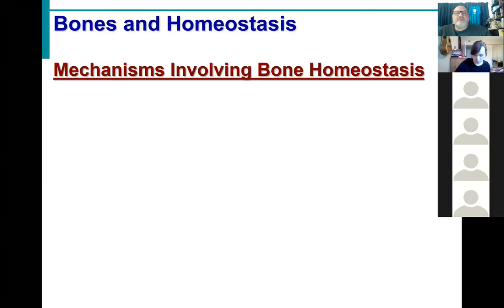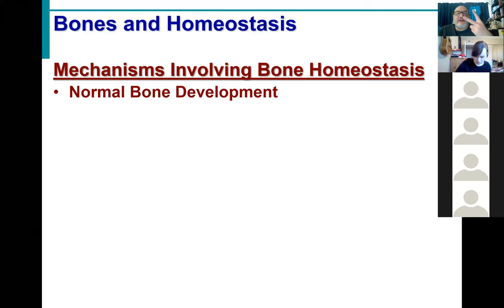So, as I mentioned, we've been working our way through the homeostatic process involving our bones. We learned the two ways that we make bones, normal bone development, and what were those two methods again? Now you've had a whole weekend to forget it, but what were the two ways we made bones? Intramembranous. Intramembranous ossification and?